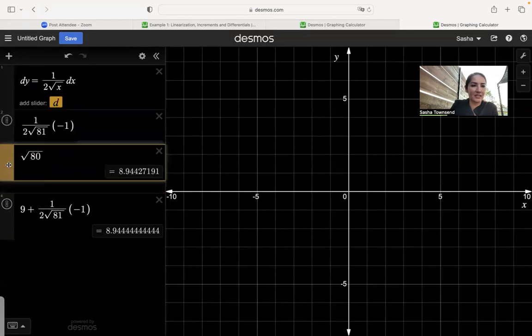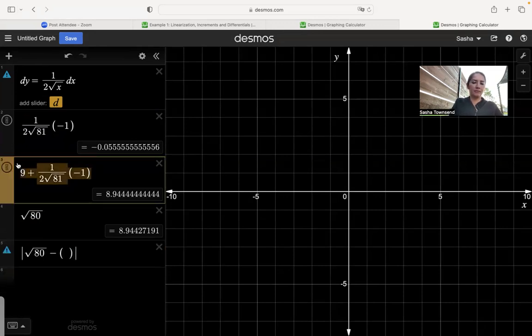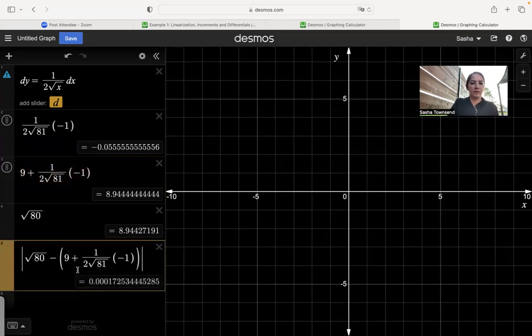And we want to compare that to the actual value, square root of 80. And we see that they're very similar. If we wanted to, we could just subtract. Let's look at the absolute value of square root of 80 minus this expression here. And we see that the difference between the actual value on our calculator and that approximate value using the tangent line approximation is 0.00017. So it's actually an excellent approximation, even with a large step size.